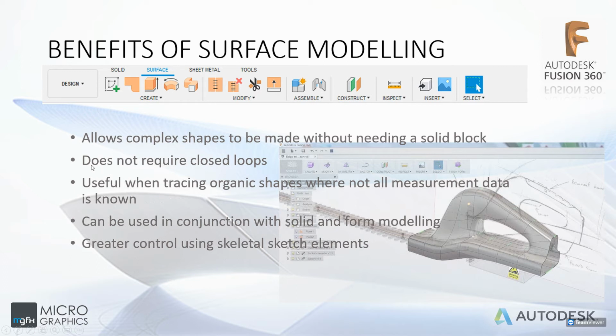Another thing is it does not require closed loops. So we said that earlier, that surface modeling does not require closed loops. So again, if you look at the picture here, the end is open and free to do what you need with it. So if you want to tweak this or maybe modify certain points, or maybe add in a solid piece that you've already made, you don't need to close it or force any unwanted geometry in there.